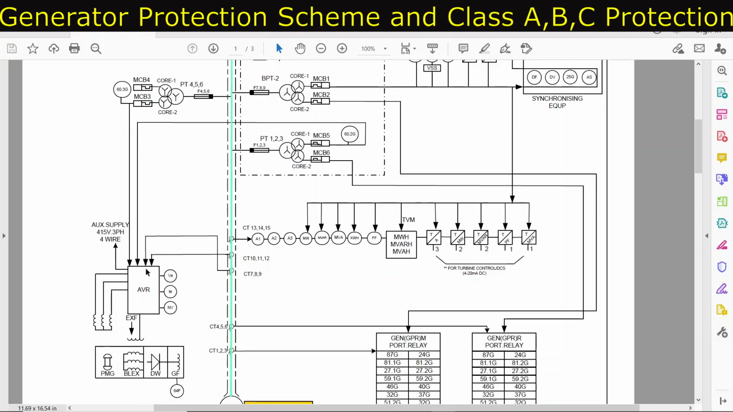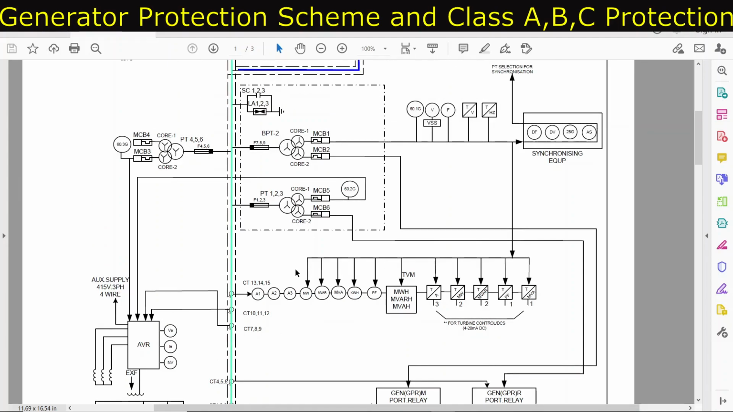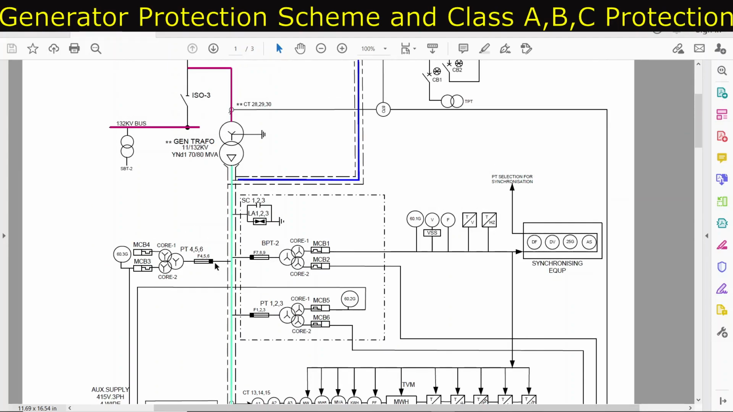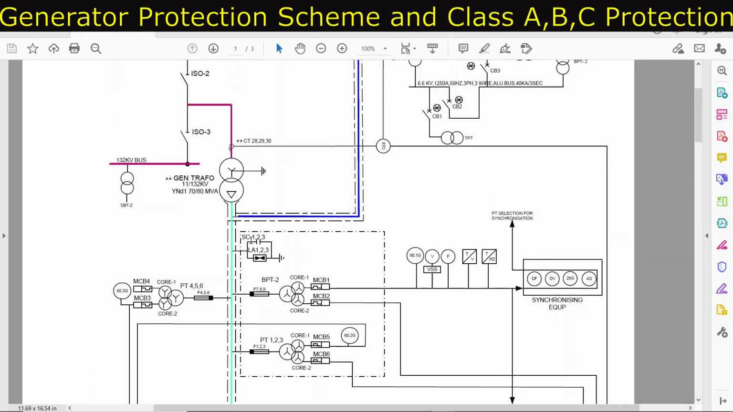This is the AVR panel. You can say automatic voltage regulator, where it takes the signal of current and voltage to generate excitation voltage for the generator. So this is a surge capacitor and lightning arrestor for the protection of the generator from surge or lightning.